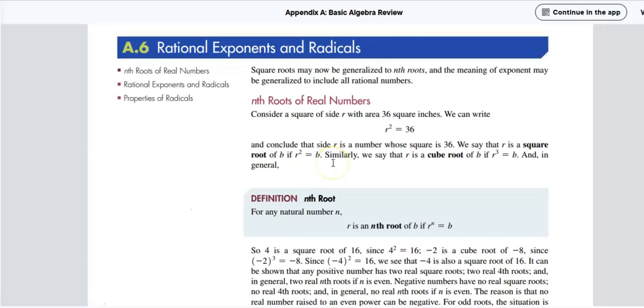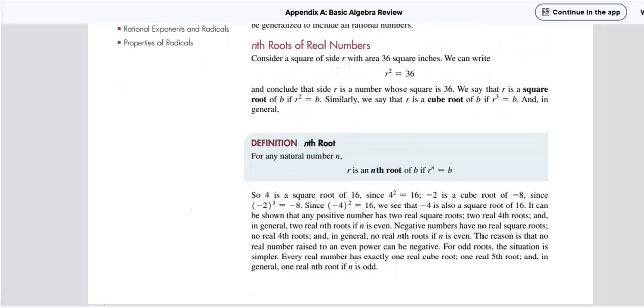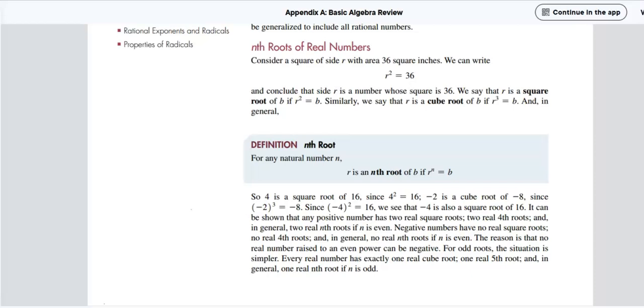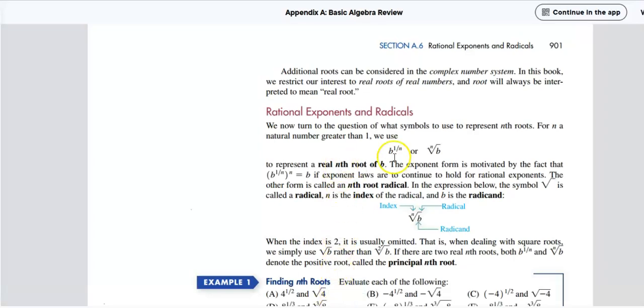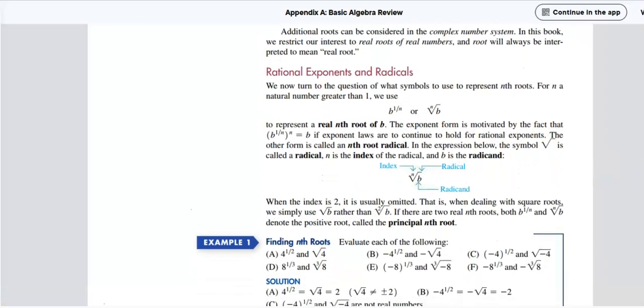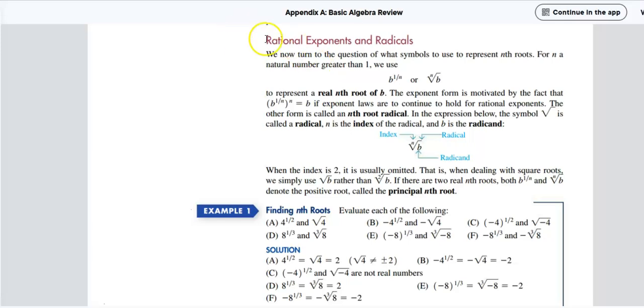Here we go. Our next lesson is Appendix 6, which deals with rational exponents and radicals. So here, let's look at how the rational exponents will work. Let's look at rational exponents and radicals. If we look at rational exponents, basically what we're talking about is a fraction exponent, correct?